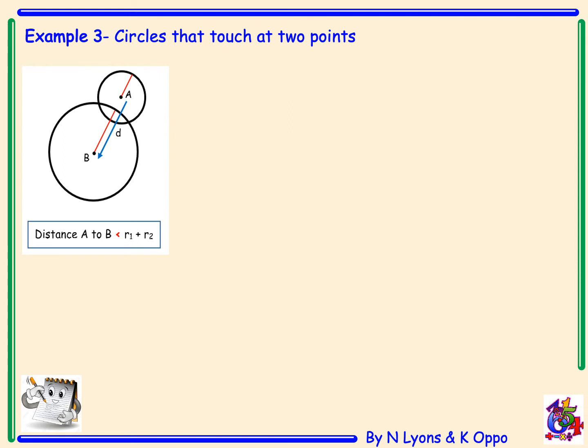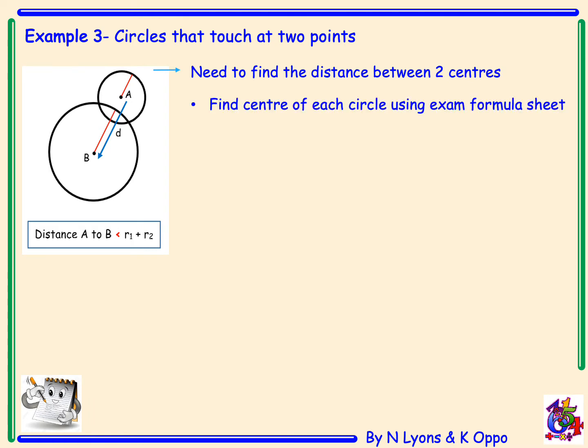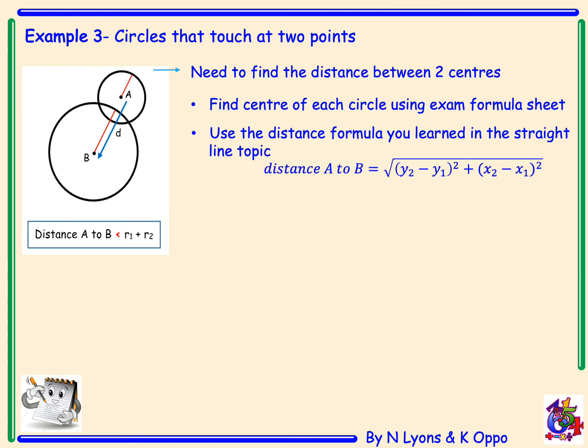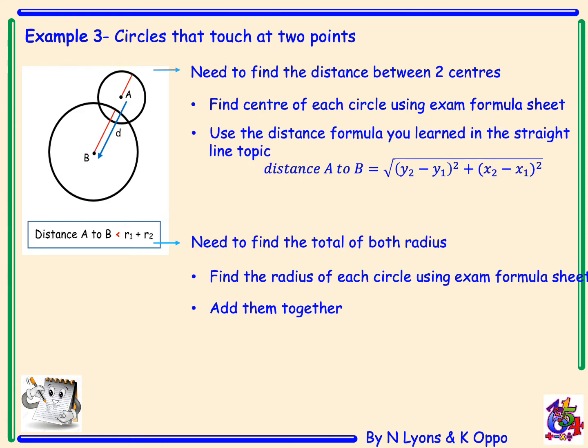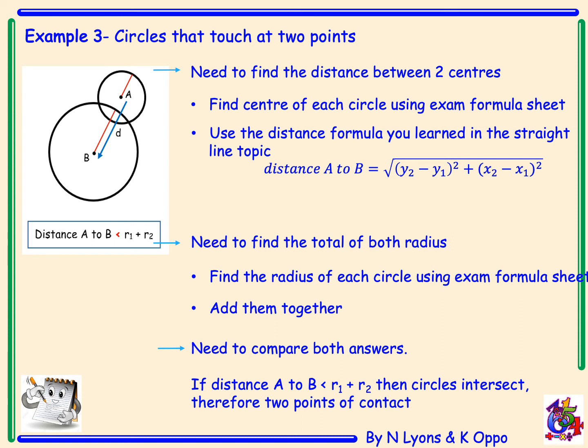Example 3. Circles that touch at 2 points. So starting again with the distance between the centres, we find the centres of the circles and sub them in. Once we've got the distance between the centres, we look at each radius and add them together. And finally comparing our answers. So if the distance A to B is less than the R1 plus R2, then the circles intersect and have 2 points of contact.